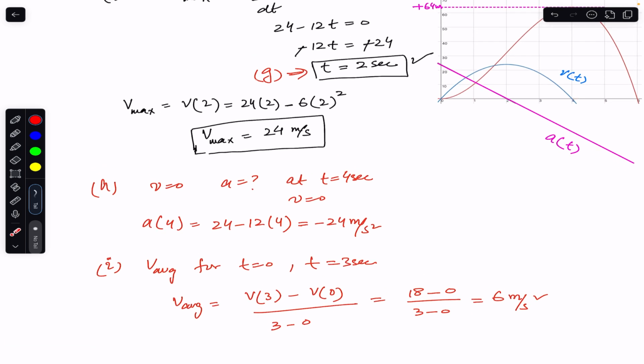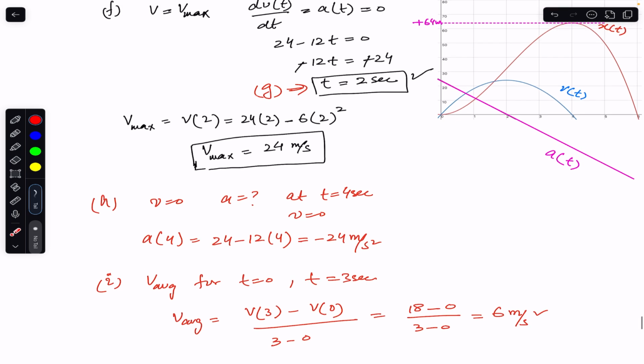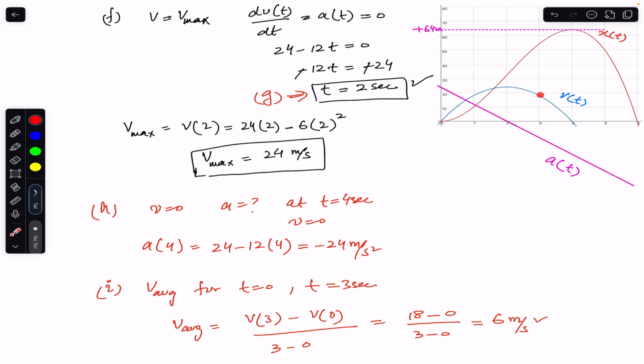And similarly, the average velocity can be found directly by joining a straight line at t equals 3 seconds. This is at t equals 3 seconds, the velocity at t equals 3 seconds, and this is the velocity at t equals 0 seconds. If we join both of these points by a secant line and find the slope of this line, that will give us the average velocity.